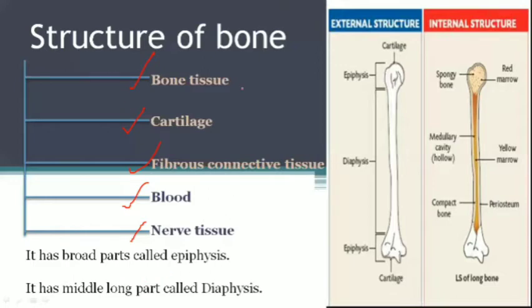If we discuss the external structure of bone, you can see here a long bone of the body, for example the thigh bone, that is the femur. Its broad parts are called epiphysis. This broad part is called epiphysis, and this is also epiphysis. The long portion present between the epiphyses, the two ends of the bone, is the diaphysis, and that is also called the shaft. We will discuss the internal structure in a few seconds.